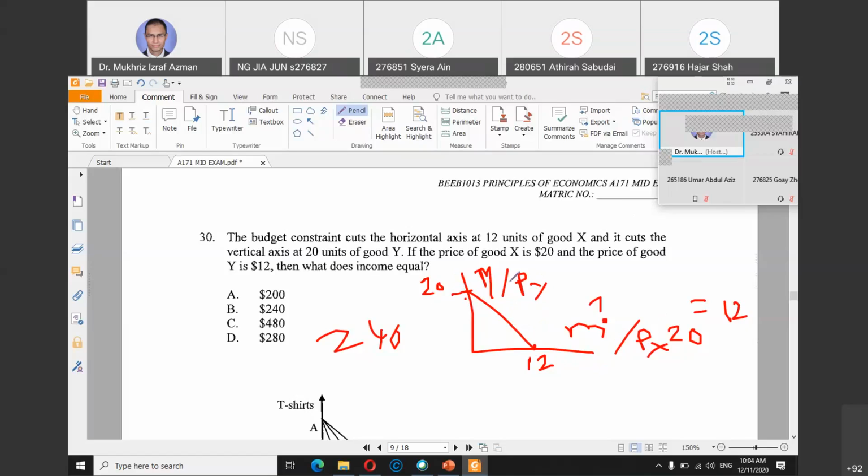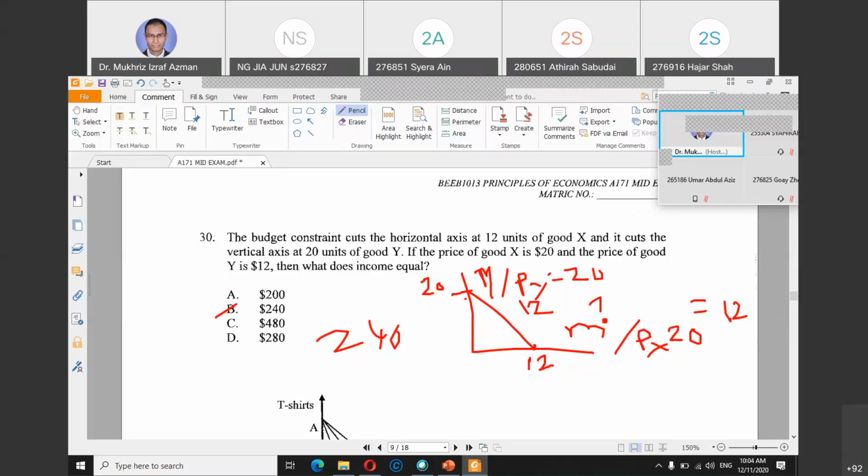So M over PY, you get the intersection of 20. M over PX, you get the intersection of 12. So M over PX equals 12, and PX equals 20. So M over 20 equals 12, so M equals 12 multiplied by 20. The same thing here. M over PY equals 20, and the price of Y is 12. So 12 multiplied by 20, again you get 240. So the correct answer should be B.